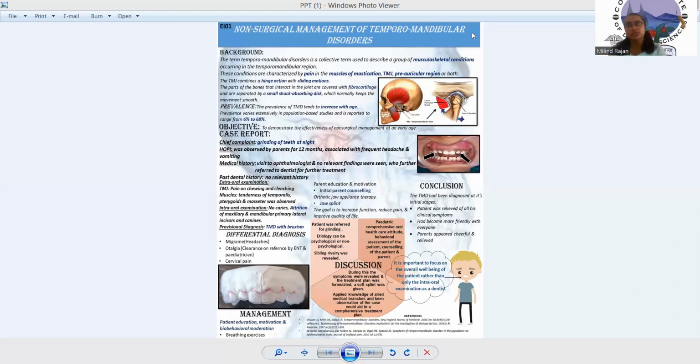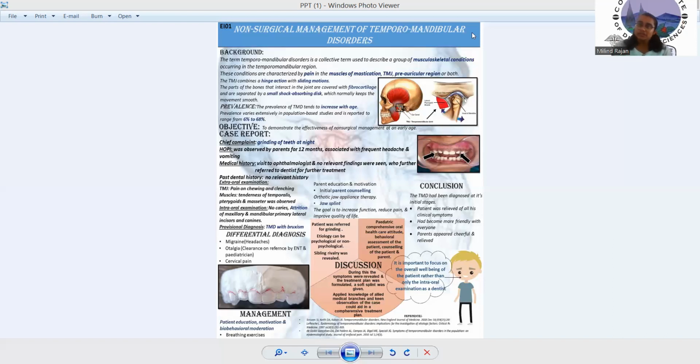Talking a little about the prevalence of TMD, we observe an increase in TMD with increase in age. At the same time, this is a variable epidemiology, where it is a population-based prevalence, and certain areas may have around 6% prevalence, while some have 68%.